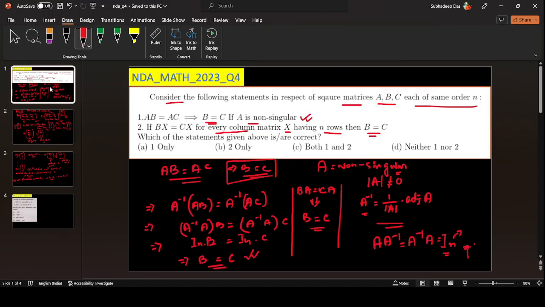So we get back to the question. Which of the given above is or are correct? Both 1 and 2 are correct. Okay, now move to the next question.